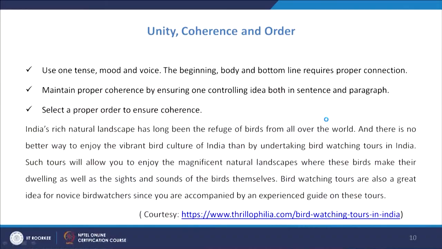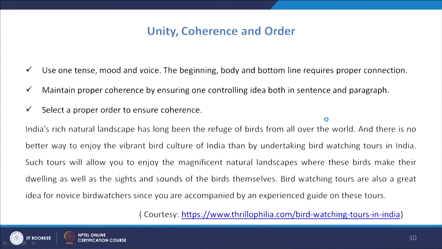Here you can also find how to achieve unity, coherence and order. When you start a sentence in one tense, please continue with the same tense, mood and voice. The beginning, body and bottom line, by bottom line I mean conclusion, requires proper connection. Suppose somebody started a sentence in one tense, one mood and one voice, and the next sentence is in a different voice, in a different tense. So, what will happen? There will be no proper connection.